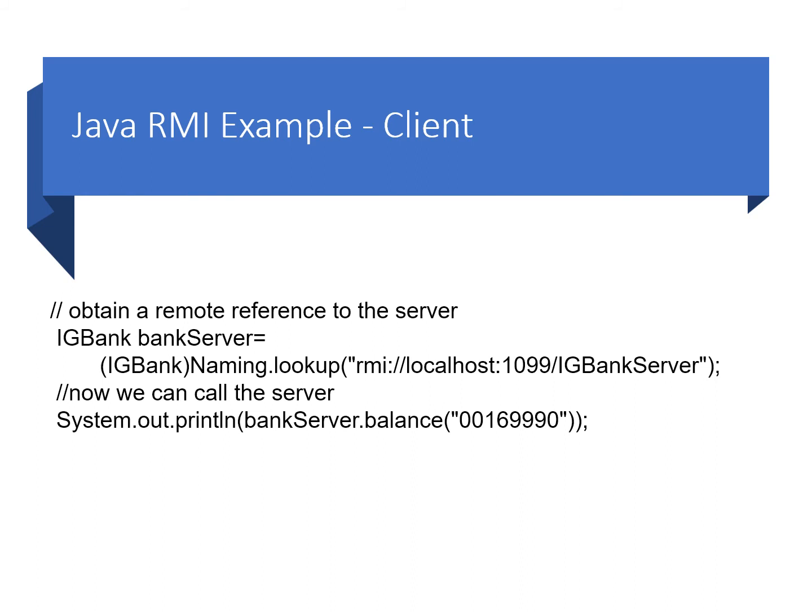This example shows an extract from a client which makes a call to our bank server. You can see here that to get a remote reference to the server, it performs a lookup operation to the registry for the logical name. The returned remote reference is then used to call the balance method associated with the bank server's interface.